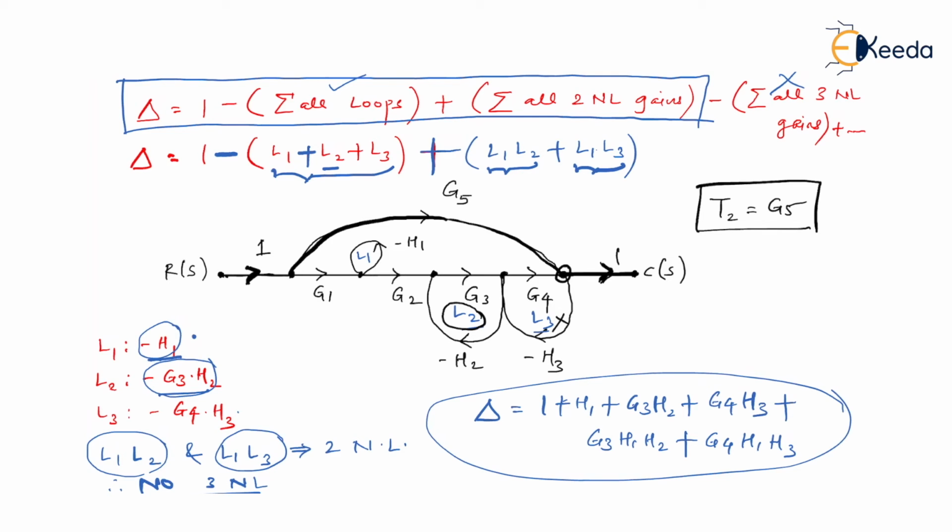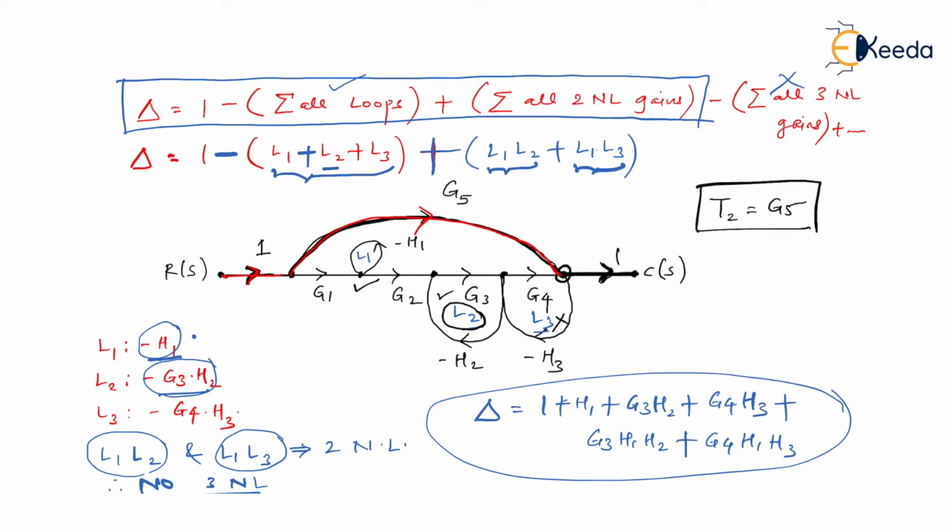I hope you understood that. Also, as you can see, L1 remains untouched. So I'm going to select L1 as well as L2. So it means I have to remove only L3 from delta. I hope you understood this. Look at forward path number 2 once again. See, this is nothing but forward path number 2.